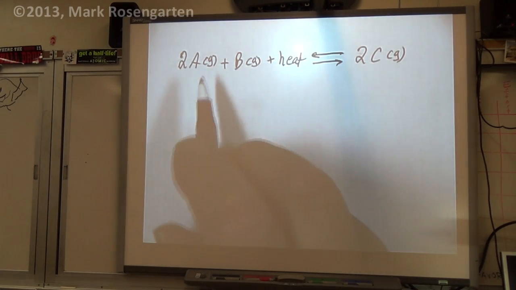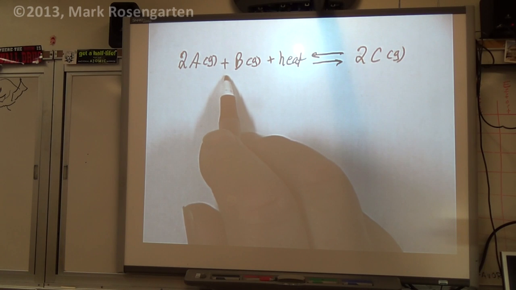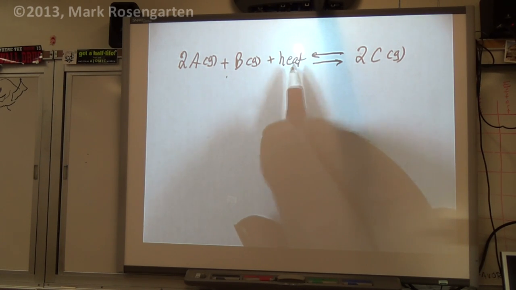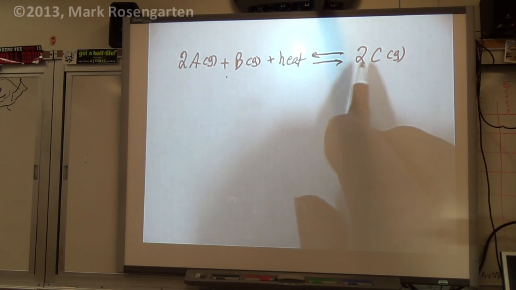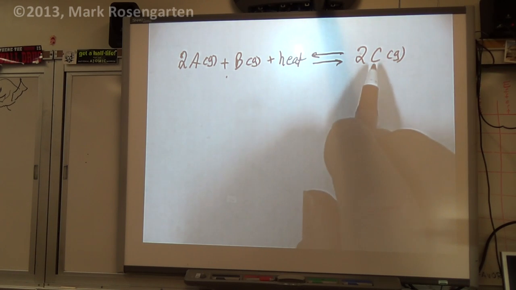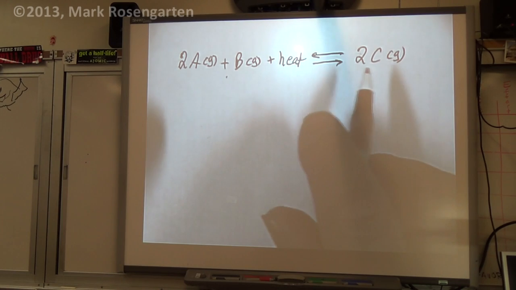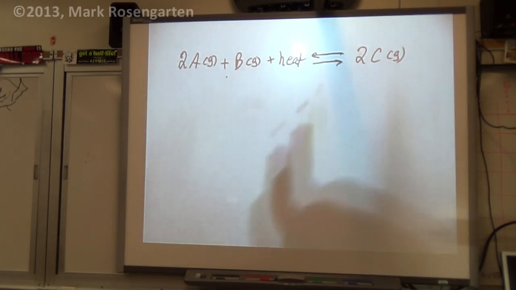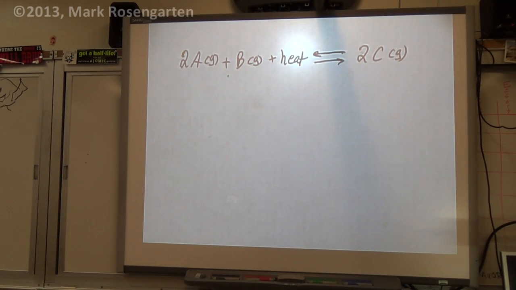So 2 moles of whatever this gas is plus a mole of this gas, and the forward reaction is endothermic, and it forms C. But as it forms C, C gradually breaks down to form A and B again, and eventually the rates are equal, so you reach equilibrium. Le Chatelier's principle states that any time you apply a stress to a system at equilibrium, the equilibrium will shift in whatever direction reverses the stress you just put on it.